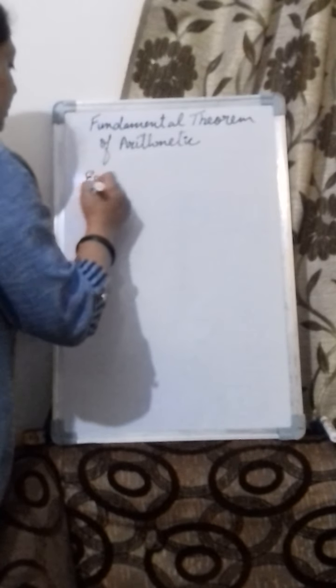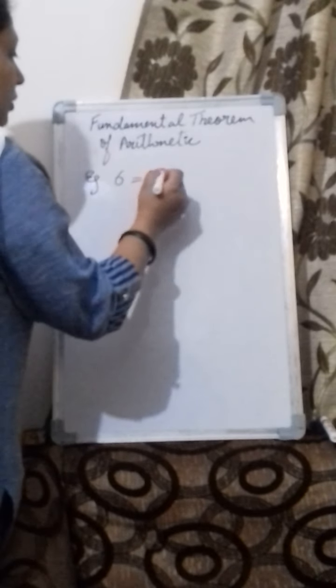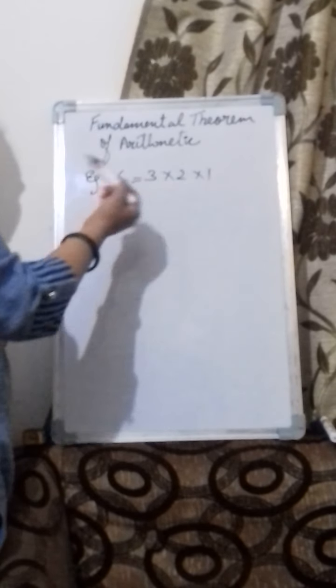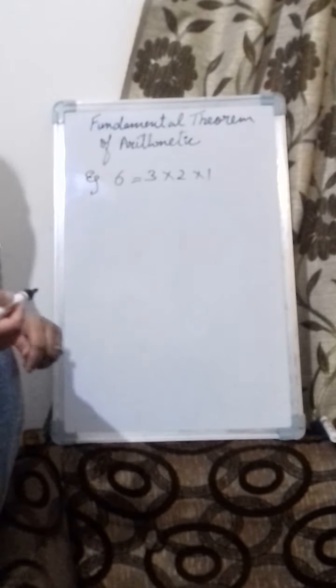What are composite numbers? The composite numbers are the numbers which have more than two factors, that is, which have factors other than the number itself and 1. For example, suppose 6 can be written as 3 into 2 into 1. So the factors of 6 other than 1 and 6 are 3 and 2 also. So we can say that 6 is a composite number.